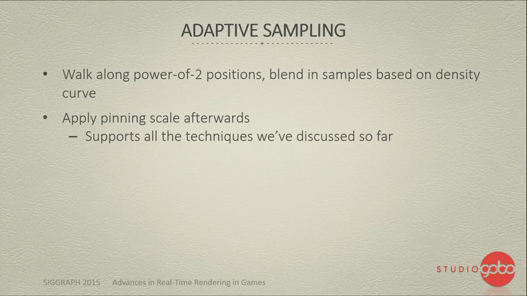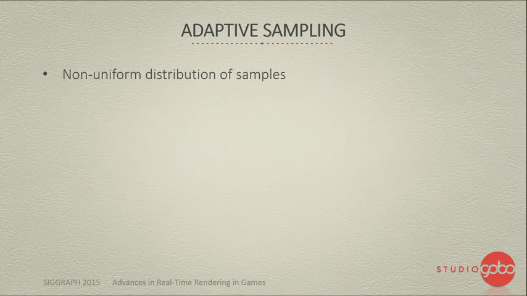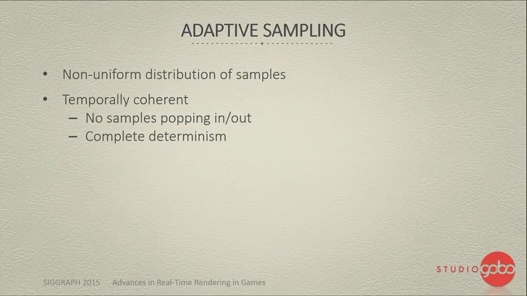And then to support everything else with the advection that we discussed, we'll just scale the rays afterwards. So it's similar to before. Instead of just doing a uniform ray march, we're now doing an adaptive ray march, and then we'll scale it to get the slice configurations that we want. So what does this give us? It gives us a non-uniform distribution of samples that's completely temporally coherent.